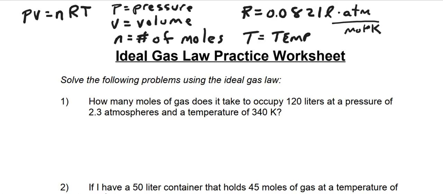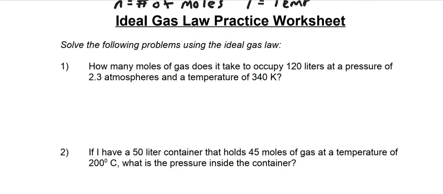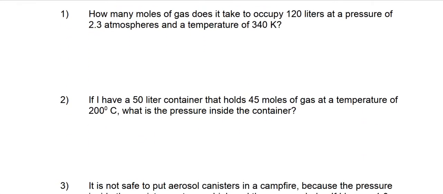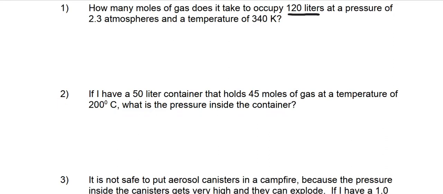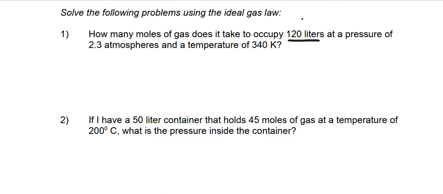And what we can do with that is we can rework it. PV equals nRT. We're given this, so we only need to find one. We should be given three of these. So when you're working with any sort of word problems, identify what you're given. 120 liters is your volume. Your 2.3 atmospheres would be your pressure, and the temperature is 340 Kelvin.